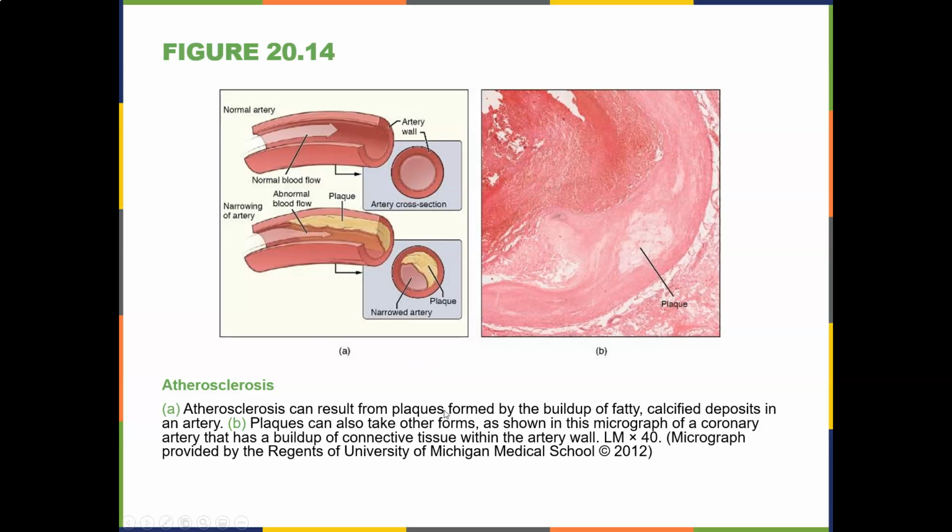Arteriosclerosis can result from plaques formed by buildup of fatty calcified deposits. So if you have a diet heavy in red meat, cholesterol, eggs, then this plaque will start to build up.